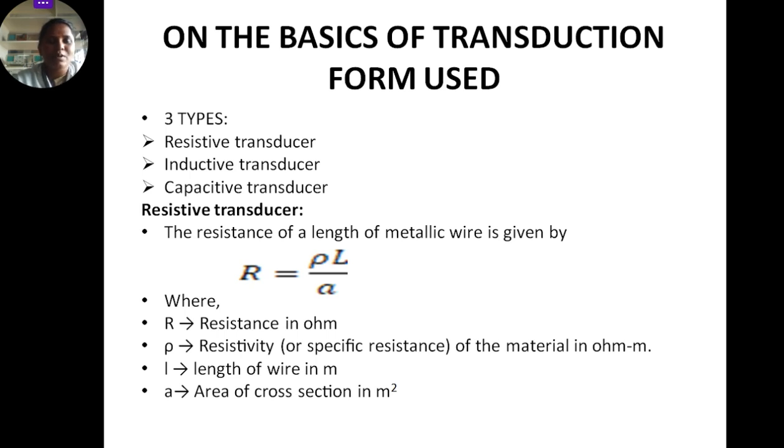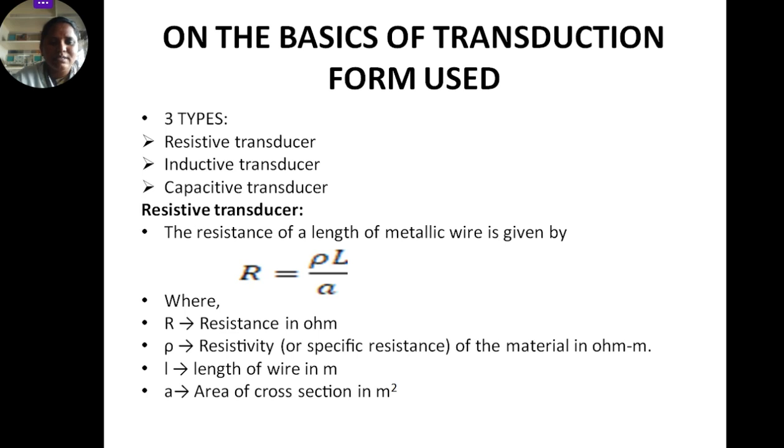The three types of basic form: resistive transducer, inductive transducer, capacitive transducer. First we discuss the resistive transducer. R is equal to rho L divided by A. Rho is the resistivity of the material in ohm meter. L is the length of the wire in meter. A is the area of cross section in meter squared.